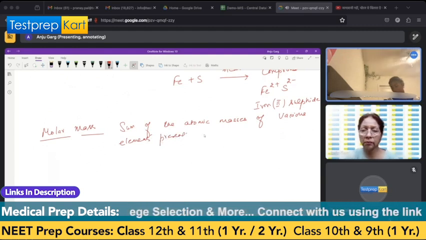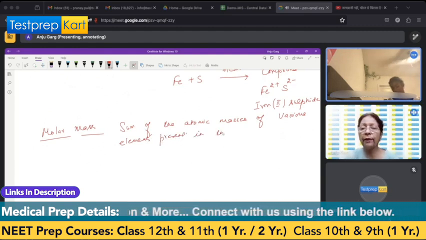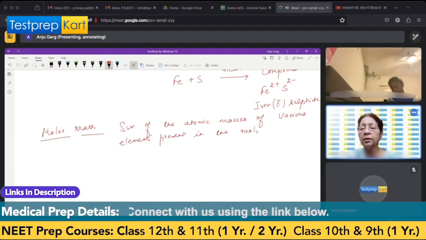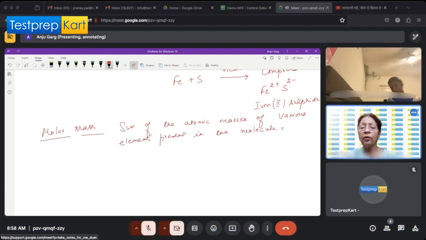You will have to add the atomic masses, right? Okay. Yeah. We will try to find out the molar mass of water, of carbon dioxide.